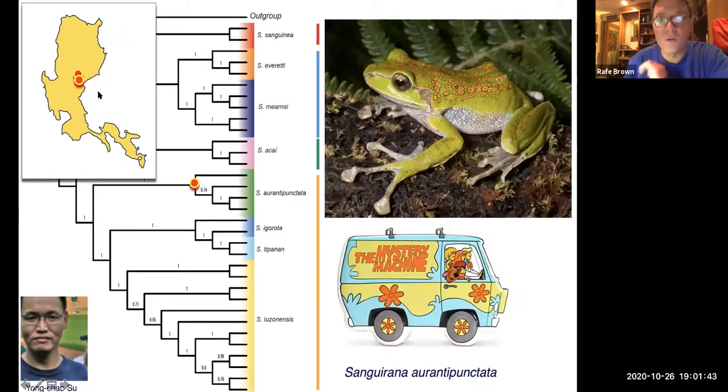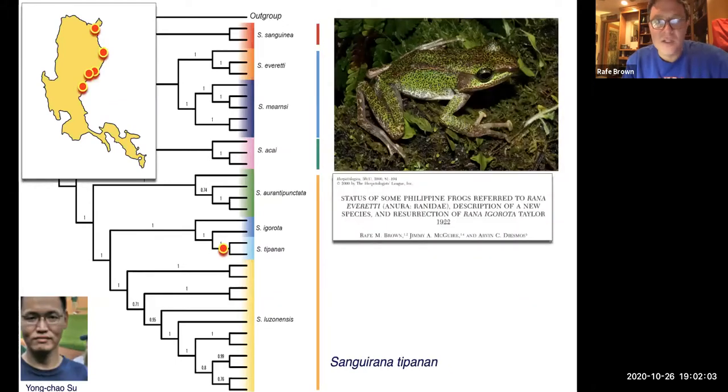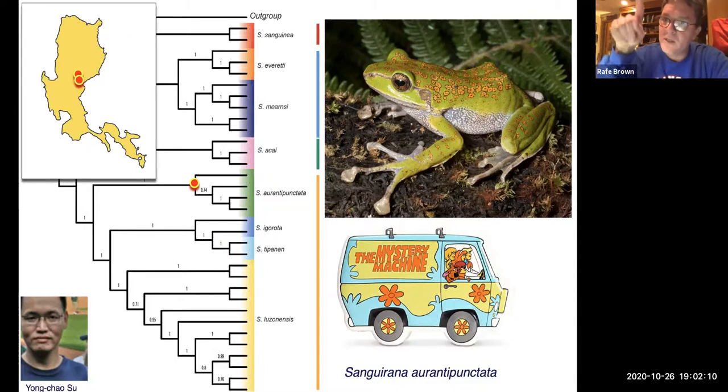And the coolest one was Sanguirana mystery machine, this frog that occurs on the one mountain right between those two mountain ranges, Mount Palali in the Caraballo Mountains, and matches the color pattern of the Scooby-Doo Mystery Machine. Raul Diaz, a former Berkeley student, pointed this out, and Scooby-Doo fans all over the world were pretty excited when the species was discovered and described. But this thing that occurs on this U shape, one side in the Sierra Madre, one in the Cordillera, and one right between, looks like sort of a U species, if you will. And it looks like parts of a ring species in some ways.